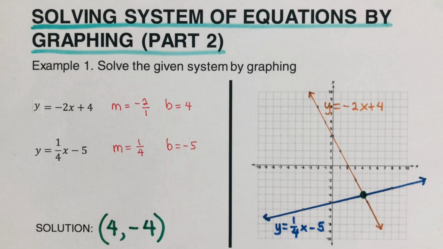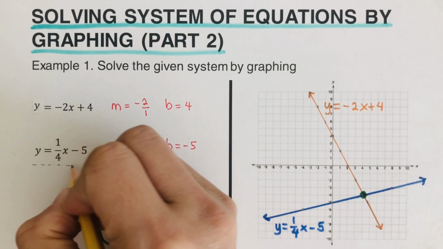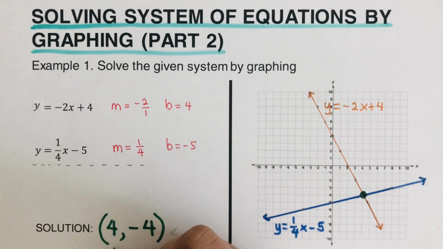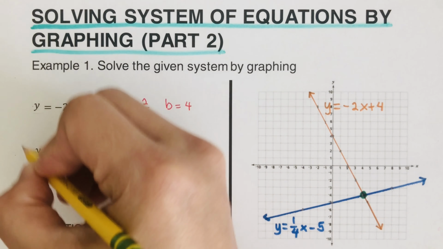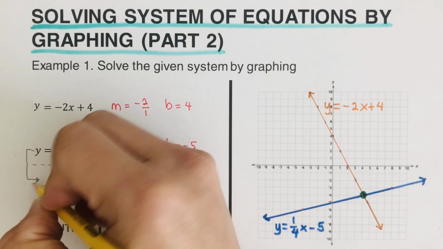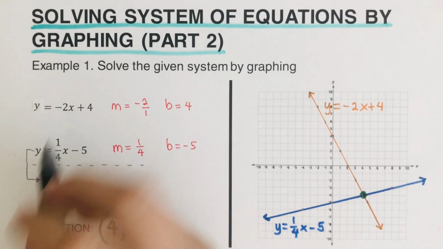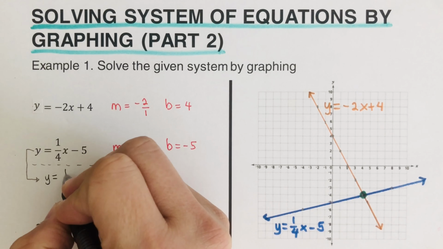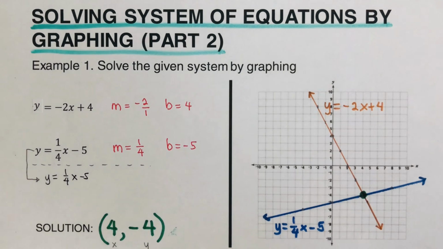Now we can check our work by plugging the x and the y back into the original equations. Remember that this is the x and this is the y. So what we are going to do is plug this into the equation. We start with the second one right here. y is equal to 1/4 x minus 5. So then we plug in the x and the y.